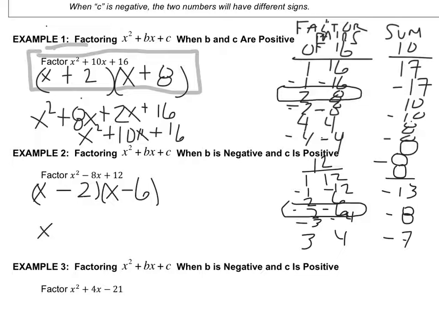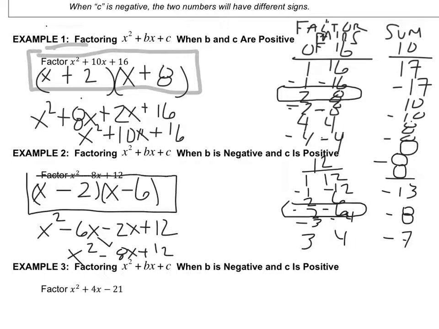Again, first terms multiplied gives me x squared. When I do the outside terms, I get -6x. The inside terms is a -2x. And the last terms would give me a 12. When I combine the -6x and the -2x, I get -8x down the middle. And I get x squared plus -8x plus 12. So that would confirm x minus 2 times x minus 6 equals x squared minus 8x plus 12.